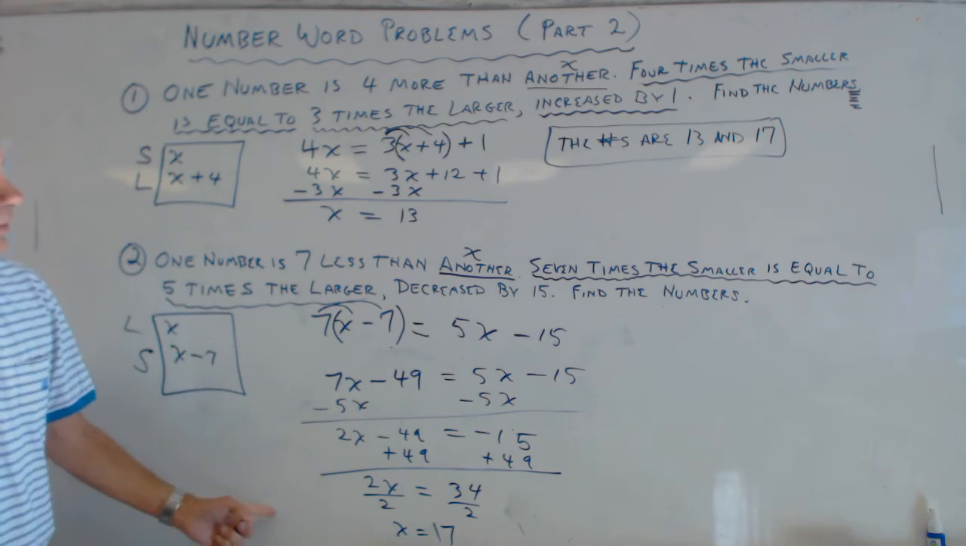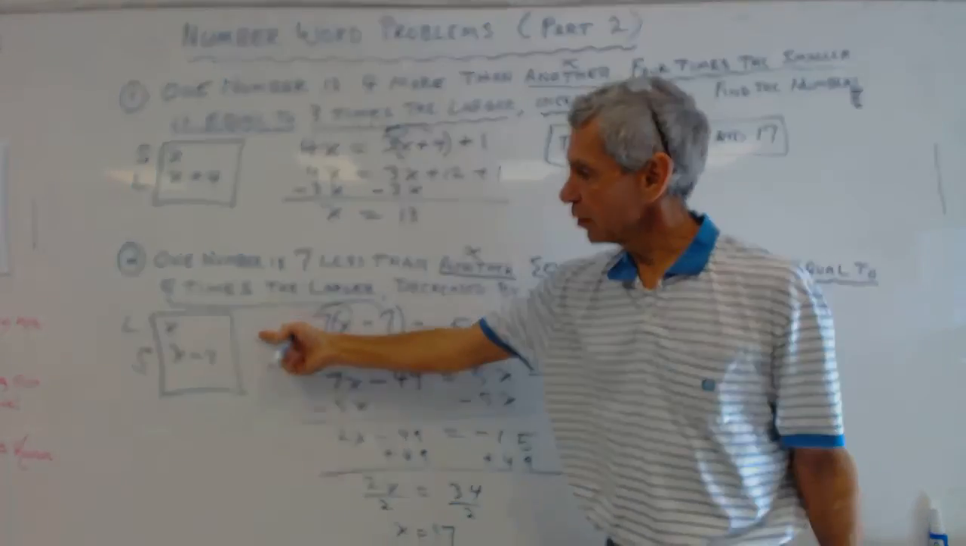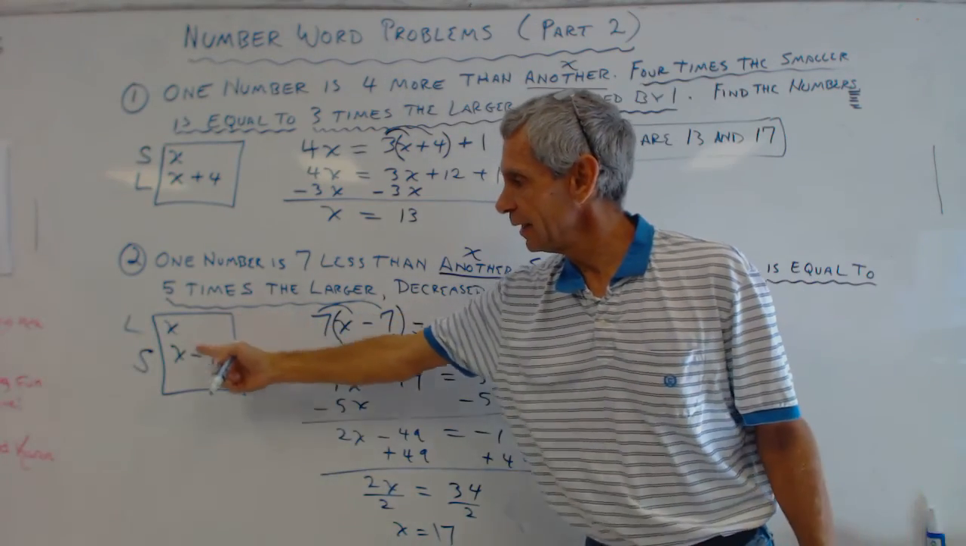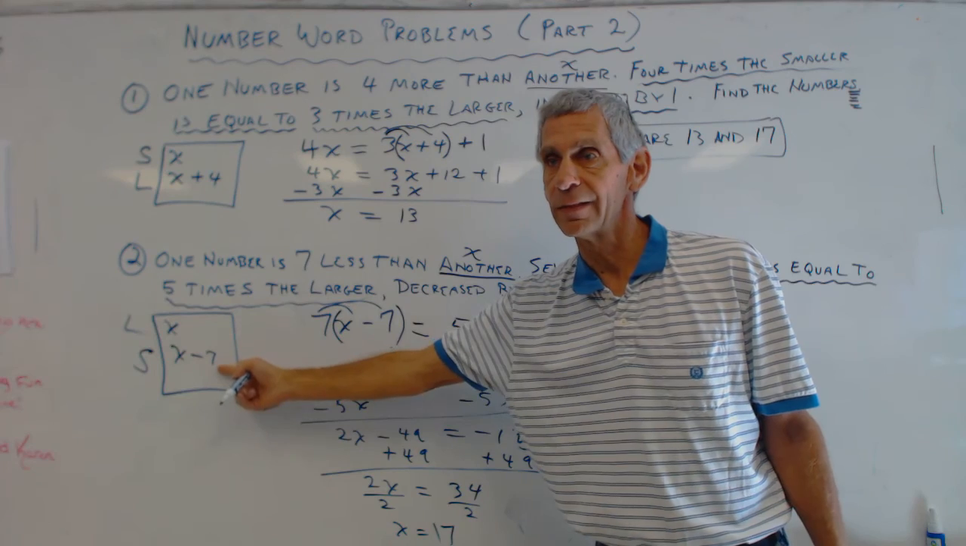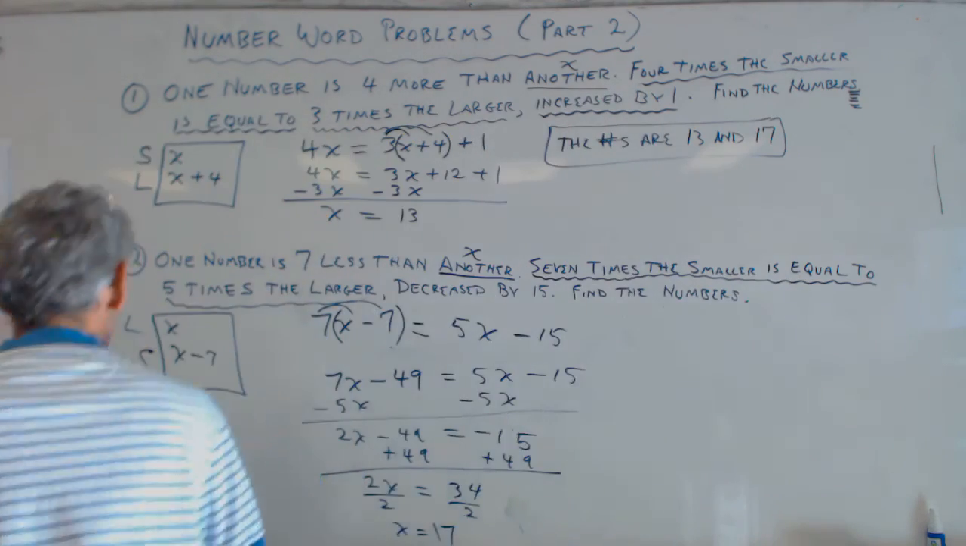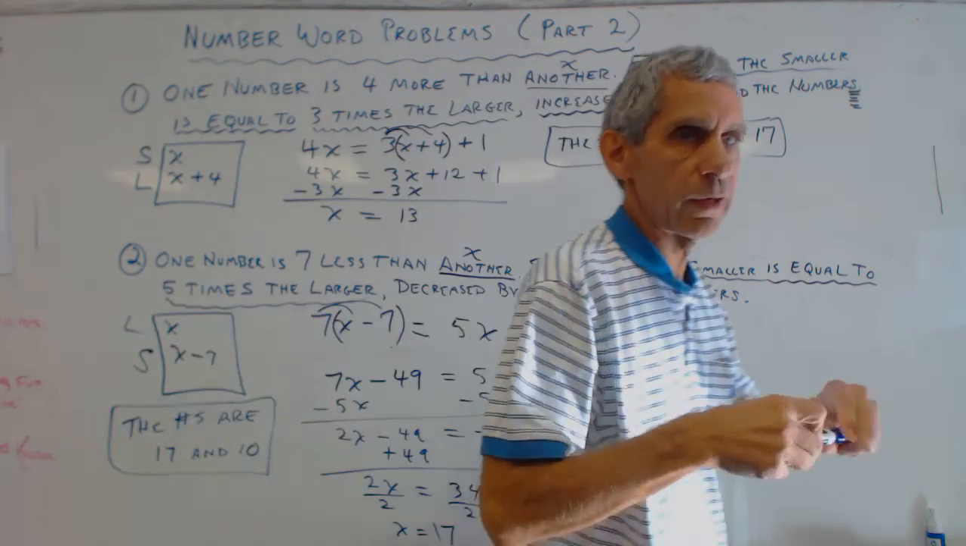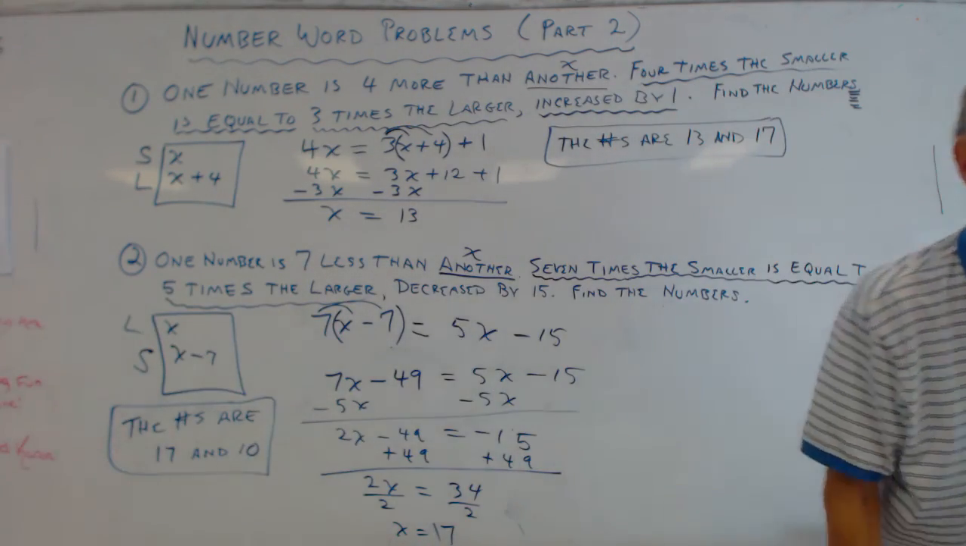So if x is 17, then I'm going to go back to my table and I see my first number is 17 and my second number is 17 minus 7, which is 10, right? So the numbers are 17 and 10, right? Yep. It doesn't look like a 10, but it is. Here we go. Pretty straightforward. All right, so I'm going to stop this lecture.